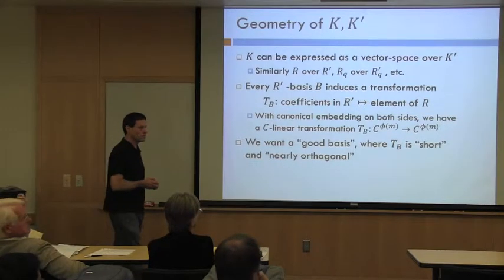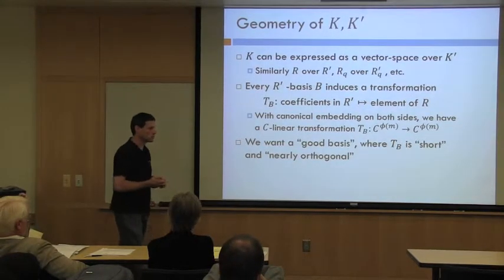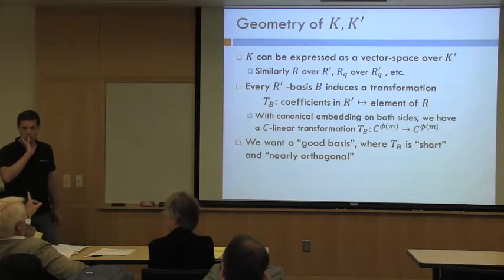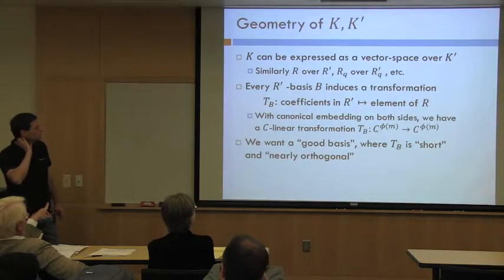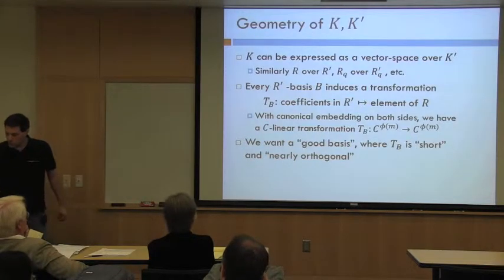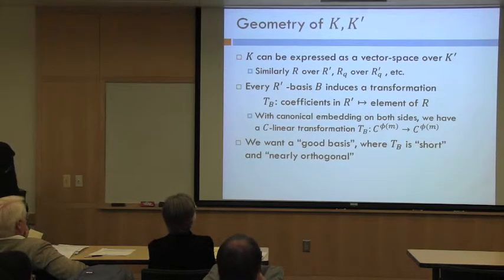To make sure that the noise doesn't grow? Yes. At some point, we would use that to make sure that the noise doesn't grow. So do you want this to be a basis of K over K prime or also of R over R prime? Also R over R prime, up to this asterisk that would appear at some point.